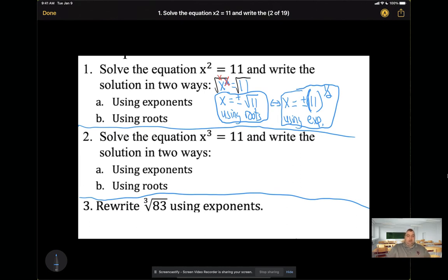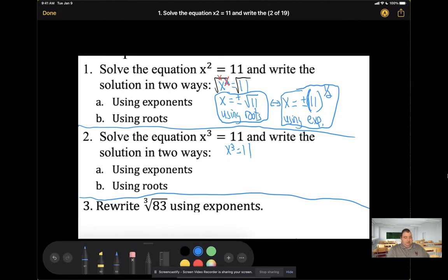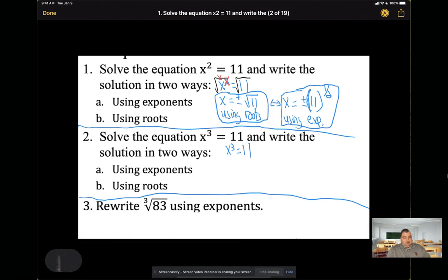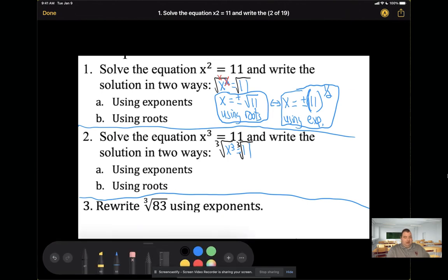Number 2, solve the equation x cubed equals 11 and write the solution in two different ways, using exponents and using roots. So if I have the equation x cubed equals 11, well, when it was x squared, I solved by square rooting both sides because squaring and square rooting are opposites of each other. Well, in this particular case, I'm going to do the same thing, except I'm going to cube root both sides, because cubing and cube rooting are opposites of each other.